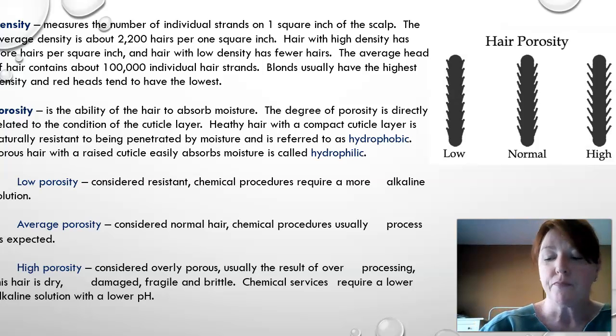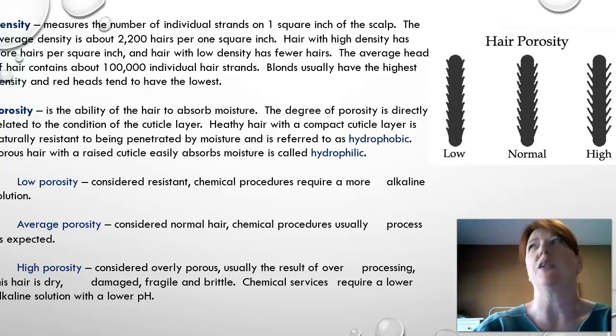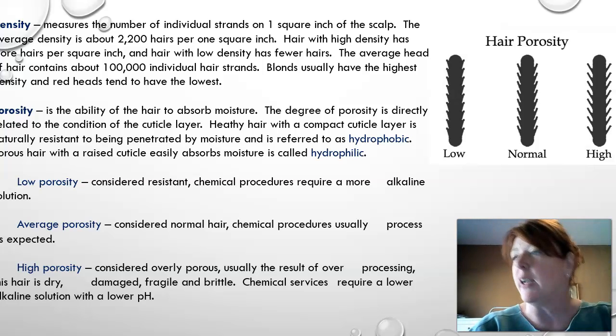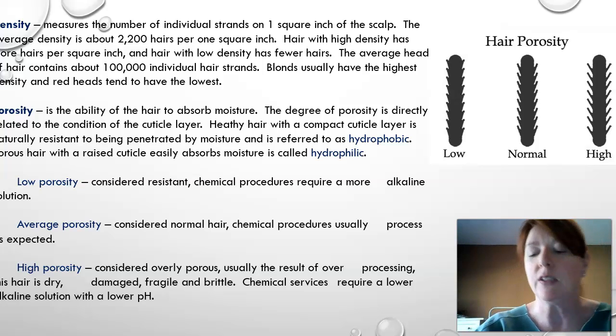You can also tell hair that has really high porosity when it's wet, because it takes a lot longer to dry since it really holds on to the water. When you have low porosity, it's almost like a duck, right? The water almost feels like it runs off. That's the difference.